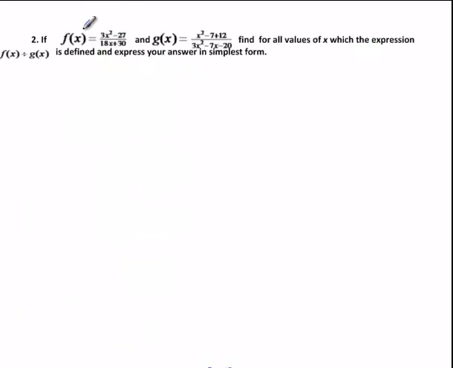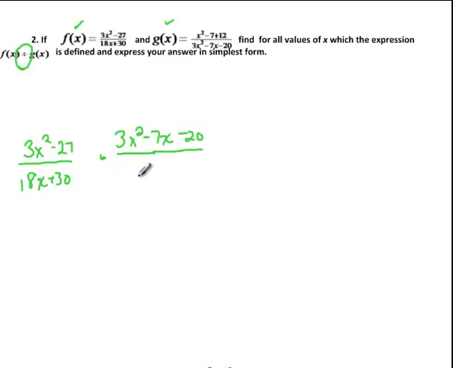All right, we have two functions here, f and g, and they want us to divide them. So 3x squared minus 27 over 18x plus 30. However, I know when I divide functions, I flip and multiply. So I will take g of x and I'll flip it. 3x squared minus 7x minus 20 all over x squared minus 7x plus 12. Yes, that's a typo. That should have been an x in there.